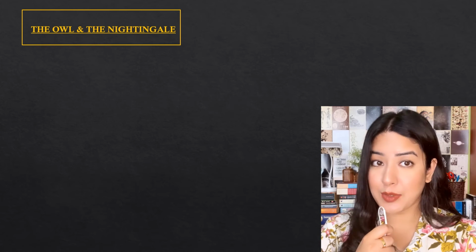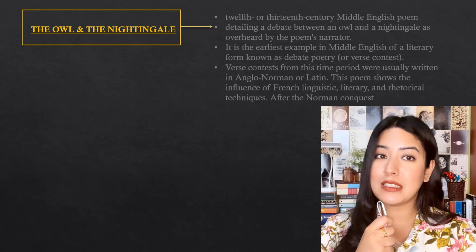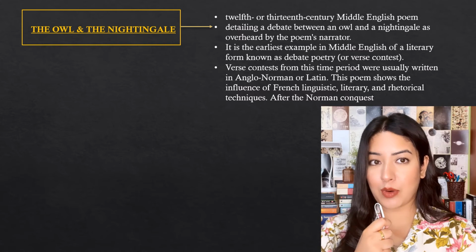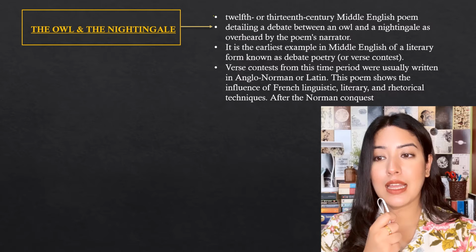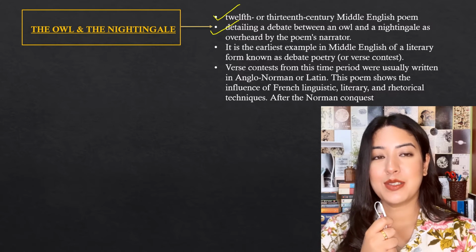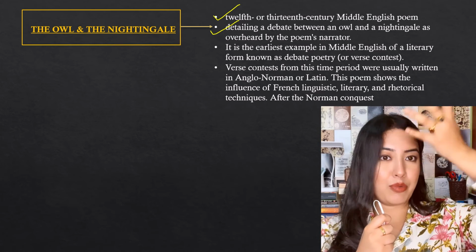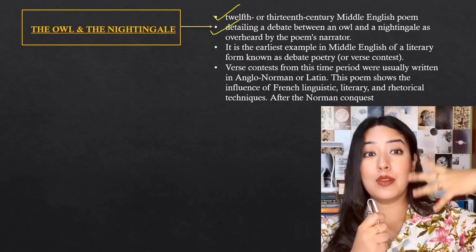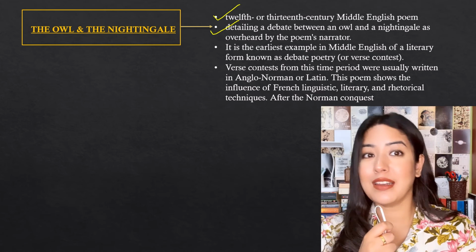Okay, so let's talk about The Owl and the Nightingale, which is the next work that we're concerned with. It is a 12th or 13th century Middle English poem. I think now you'll understand what Middle English is, detailing a debate between an owl and a nightingale as overheard by the poem's narrator. So you can understand this also. There's an owl and a nightingale that are probably on a branch debating, and the poet, the narrator, is listening to what they're debating about.